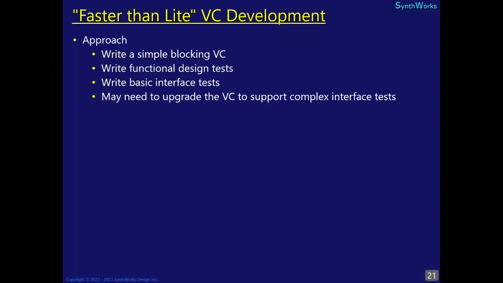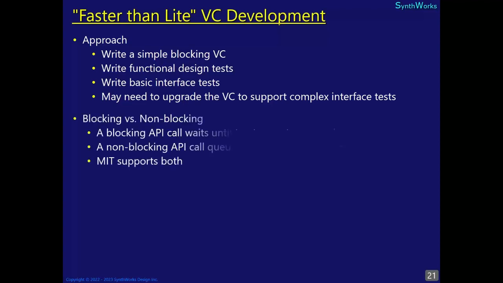So how do we get to faster than Lite then? Our approach is to write a simple blocking verification component. This might not be enough to finish your project, but it's enough to get started. Then start writing functional design tests, because a blocking one is good enough for that. Write basic interface tests. We may need to upgrade the verification component later to support more complex interface tests, things with independent activity on an interface, like on Axi. You need something more complicated to do that. You can't stick with just a blocking component for that.